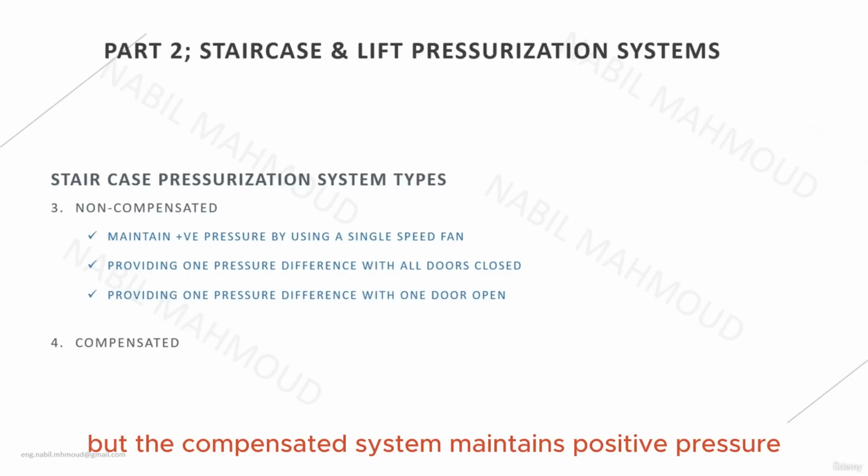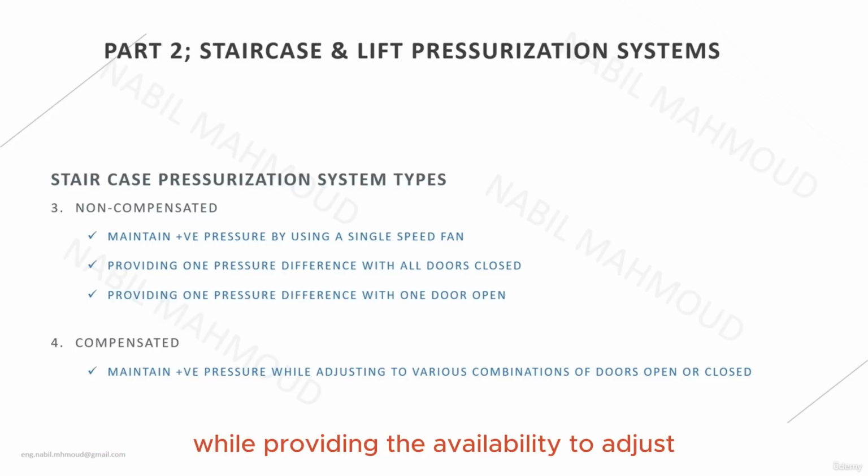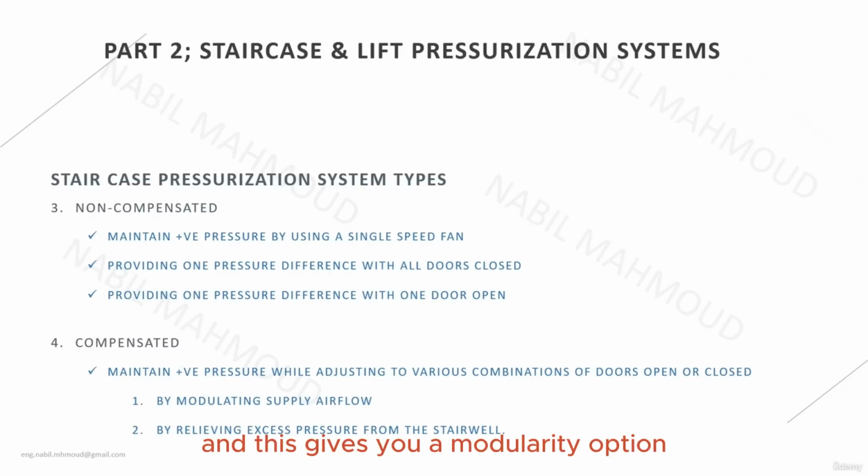But the compensated system maintains positive pressure while providing the ability to adjust the flow to various combinations when various doors are open or closed. And this gives you a modularity option, or it is similar to using a VFD on the fan. And instead of using a single speed fan, you put a VFD.